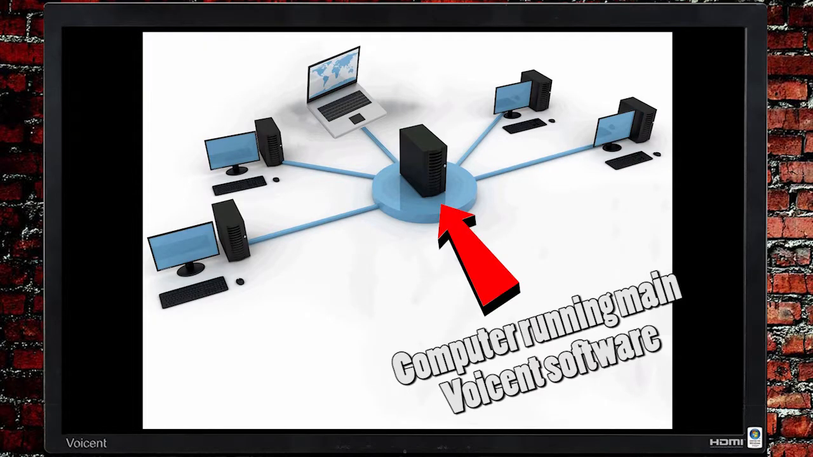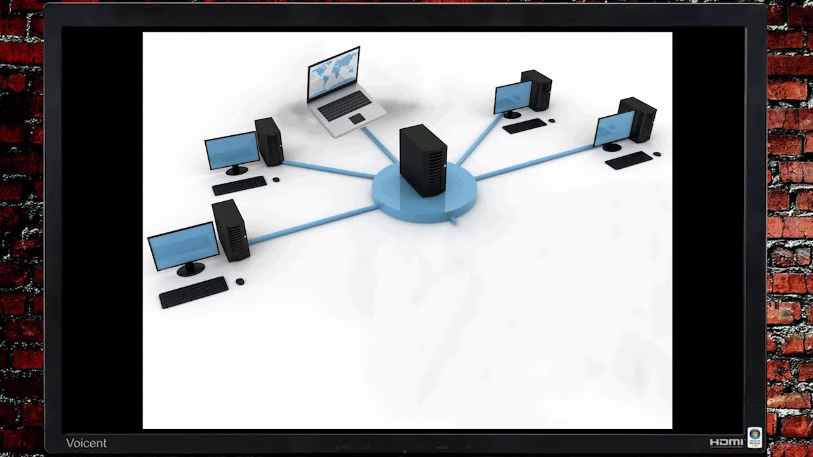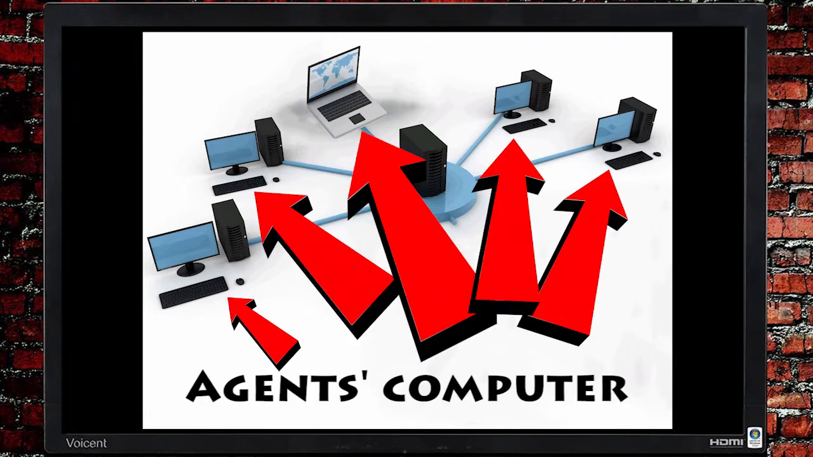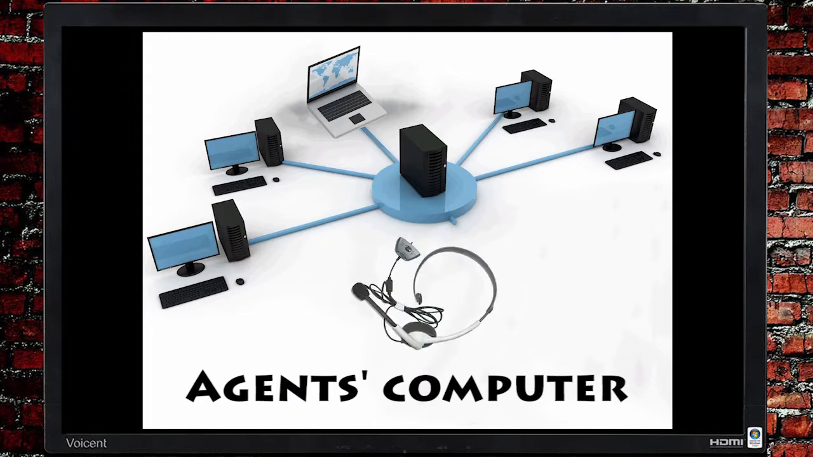This is a server computer that runs the main Voicent software. The server computer is the one that has Voicent Gateway installed and makes all the phone calls. The most common configuration is that all the computers are on the same local network. For the agent's computer, all you need to run is the dashboard software and the agent uses the computer headset to make and answer phone calls.